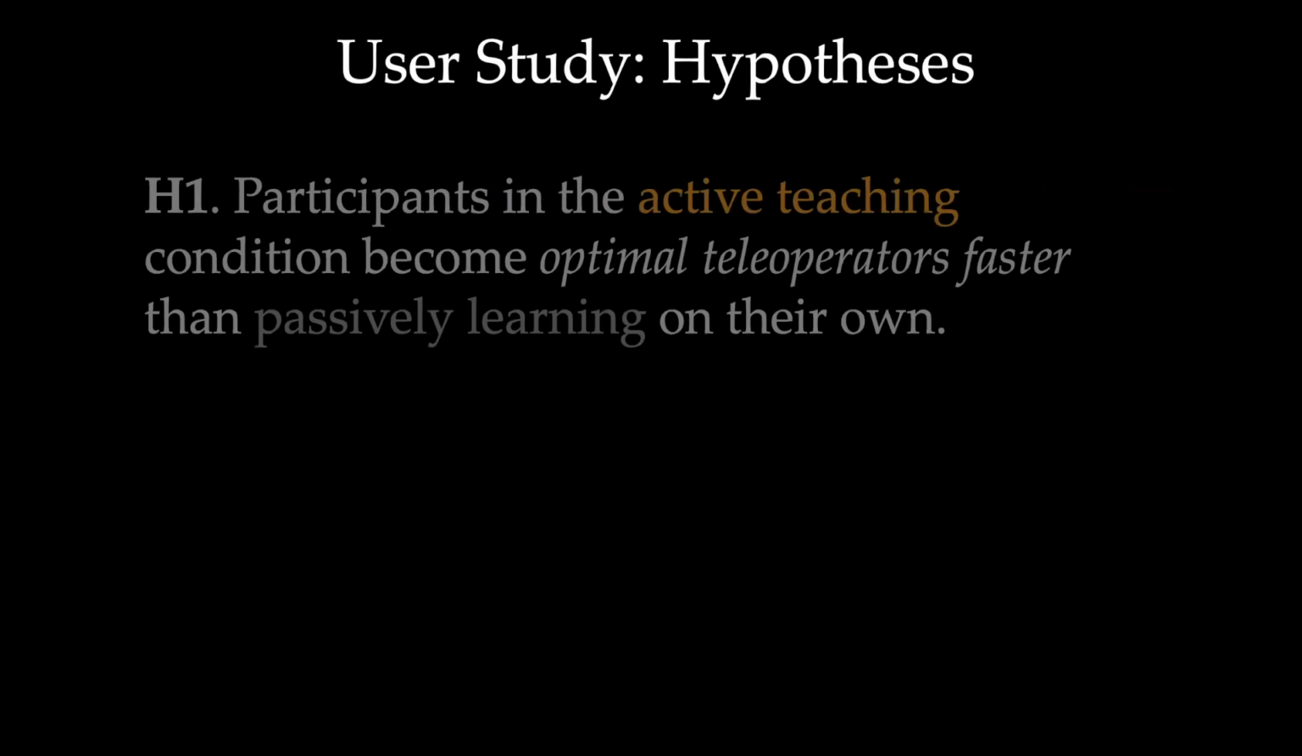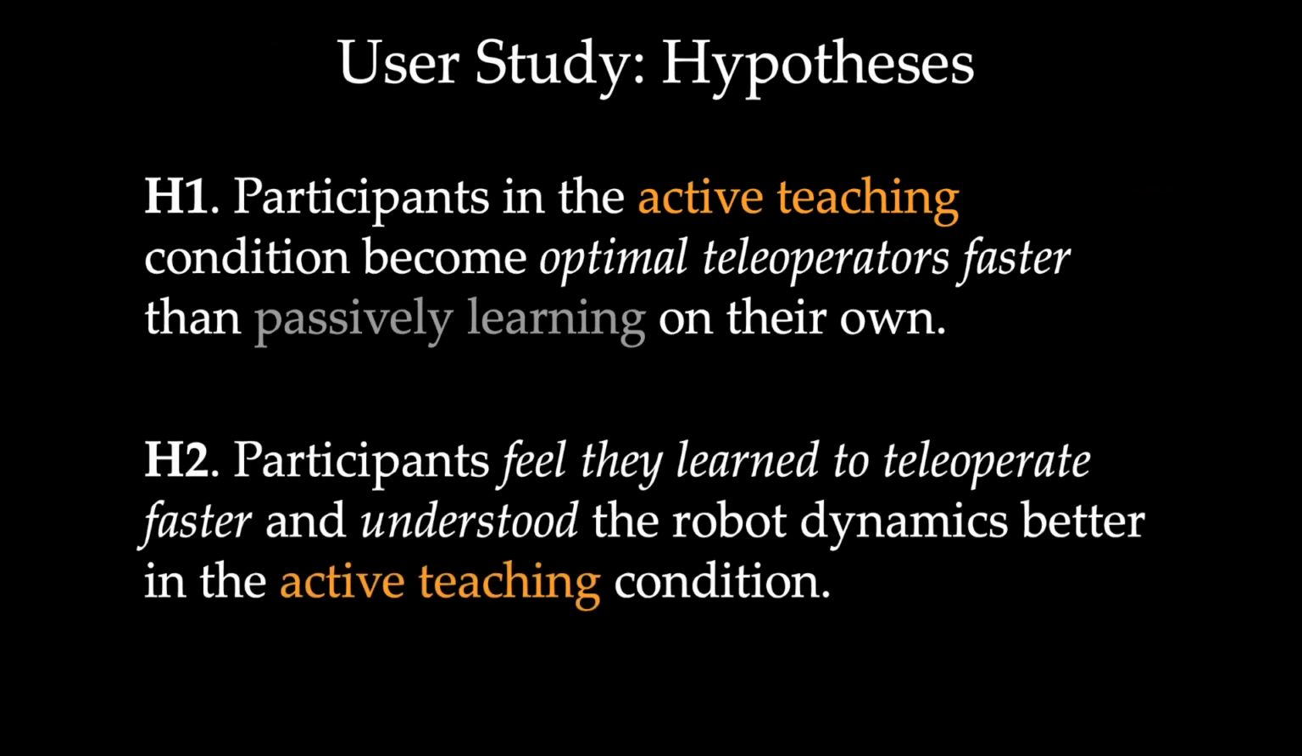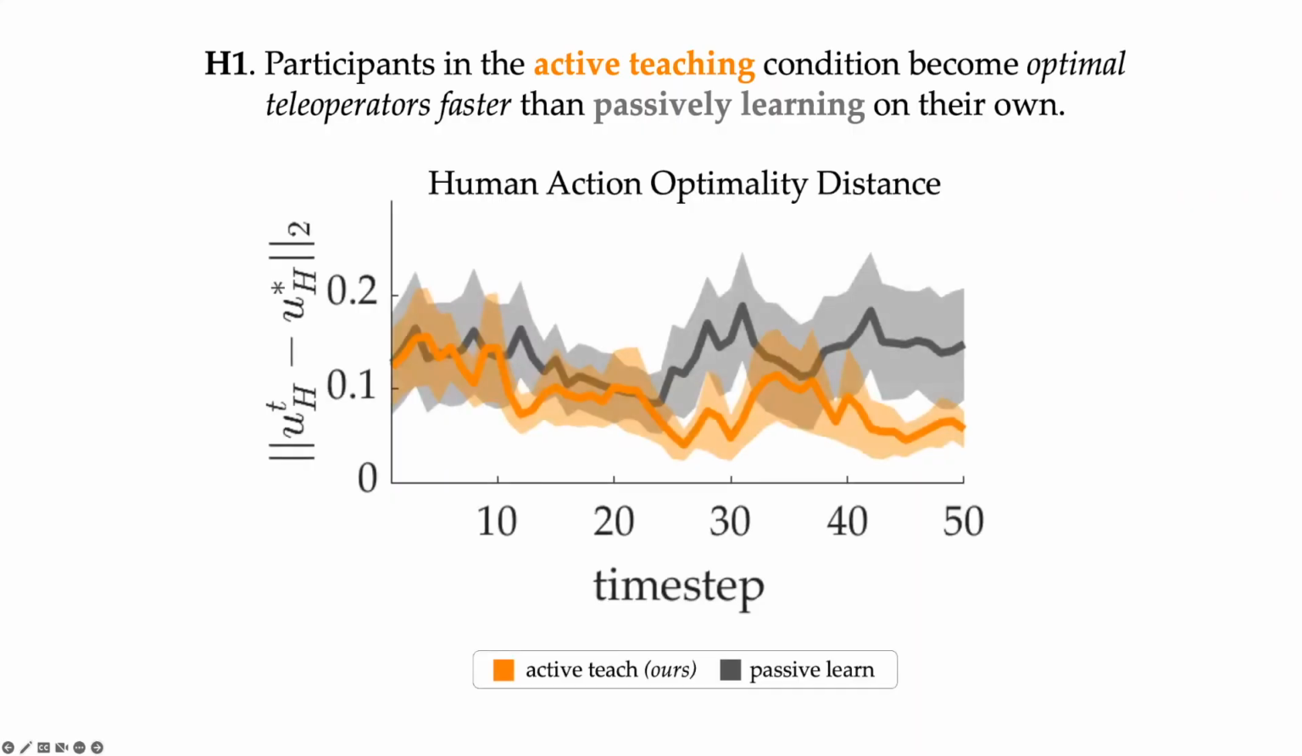We have two hypotheses. First, participants in the active teaching condition become optimal calibrators faster than passively learning on their own. Second, participants feel they learned faster and understood the robot dynamics better in the active teaching condition. Here, we show the human's action optimality distance over time and under each robot strategy. We conducted an ANOVA of these results and found a significant main effect of the robot strategy, supporting hypothesis 1.